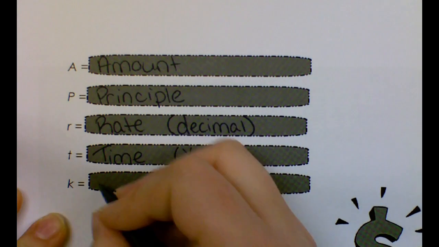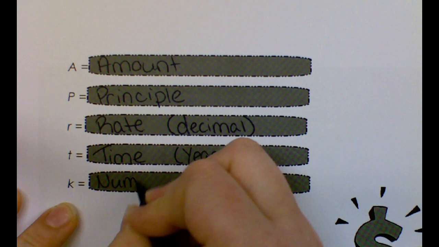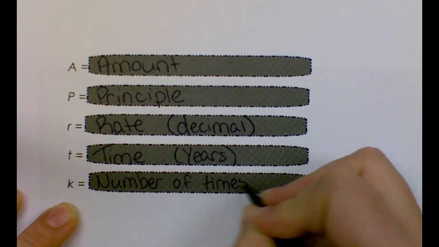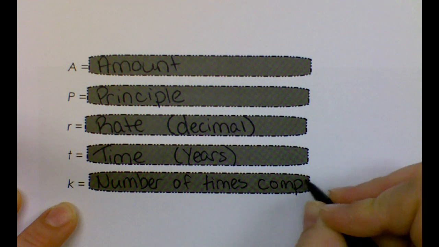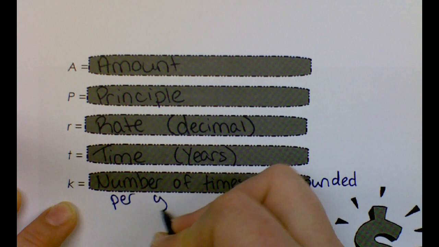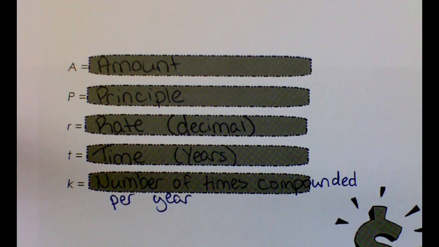And K is the number of times compounded per year. So if you're told you get interest monthly, that means it's compounded 12 times a year. Daily would be 365 times a year, that kind of thing.